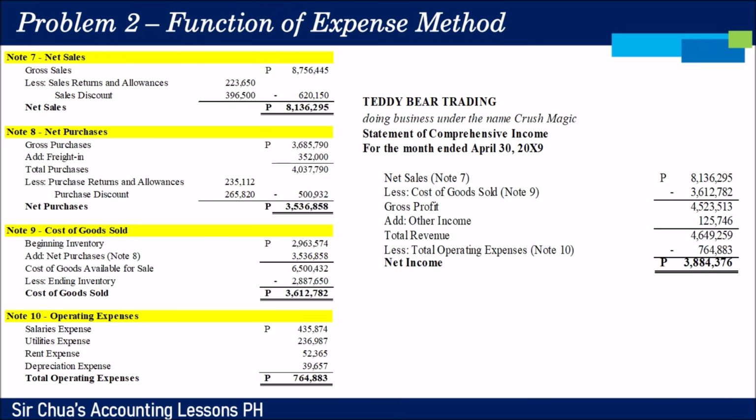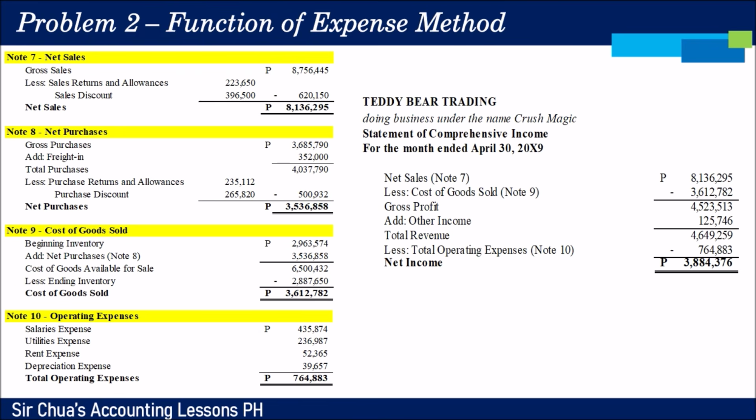Okay, so same heading po, and then lalagay lang po natin yung net sales minus cost of goods sold, gross profit, add natin yung other income, that's your total revenue, less operating expenses, that is your net income. Ganun din po, 3,884,376. Naging single step na siya. Okay. Mas maganda na siyang tignan, di ba? Hindi na siya nakakalito. Okay?